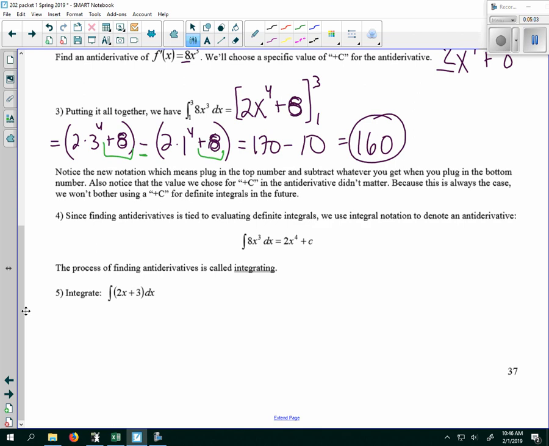Since finding antiderivatives is tied to evaluating definite integrals, we use integral notation if we just mean what's the antiderivative. So this integral without bounds on it of 8x cubed dx is equal to 2x to the fourth plus c. It just means find the antiderivative. The process of finding an antiderivative is called integrating. So I want to integrate, find the integral of 2x plus 3 dx. So I need a function whose derivative is 2x, x squared. And then I need a function whose derivative is 3, 3x, and then I need a plus c, an arbitrary constant.